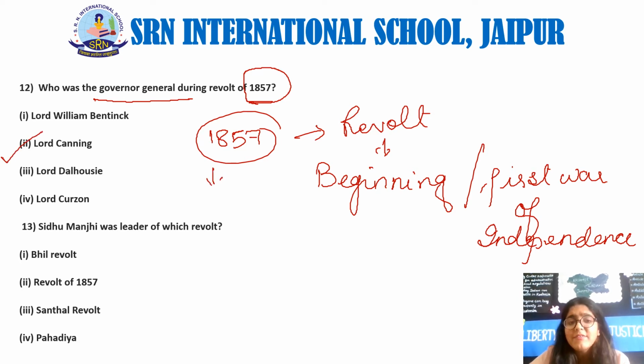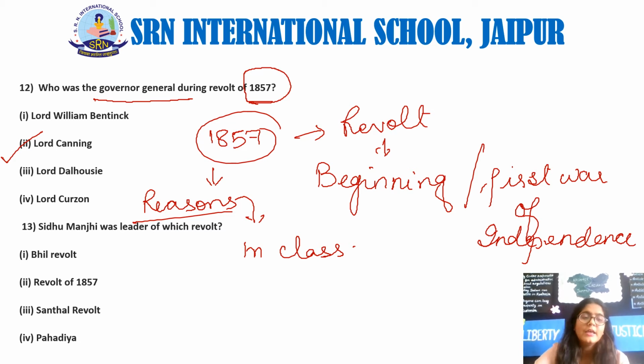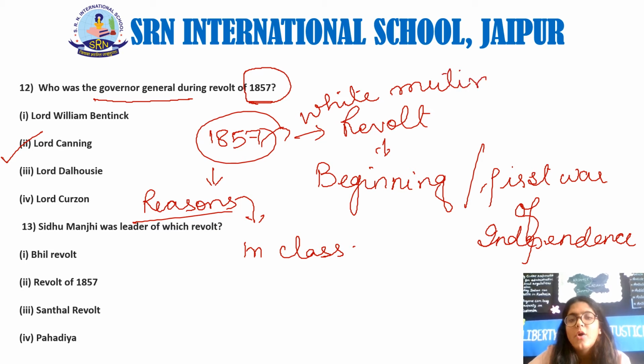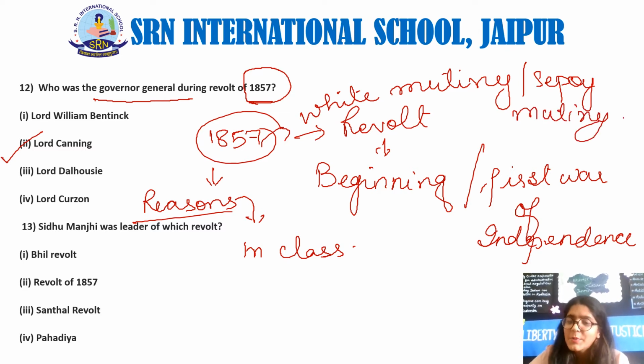Now for 1857, we had a lot of reasons for it, and 12th standard, even if you're watching this video, I would be asking you these reasons in class. Whenever I come to your class, I'll be asking you these reasons, so be prepared for it. This war is also known as White Mutiny, or it is also called Sepoy Mutiny. Remember, these can come into your objective type questions. I hope you all are clear about it.